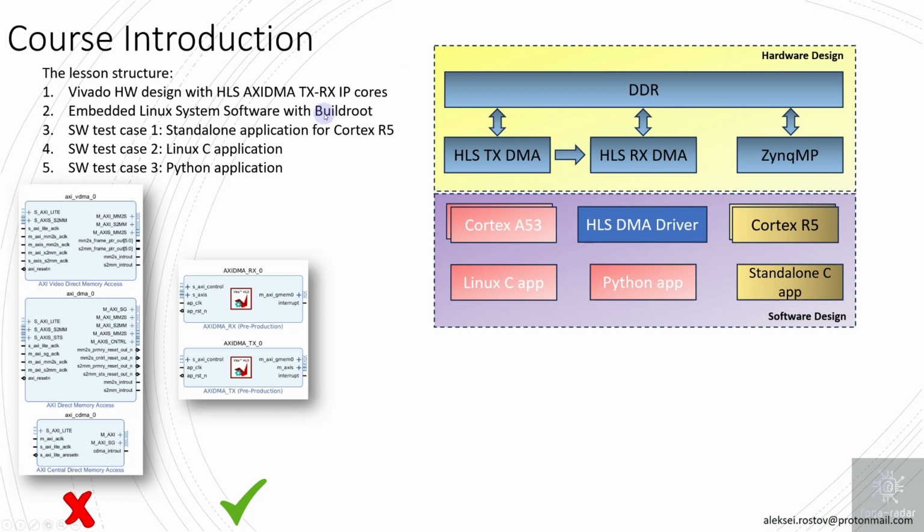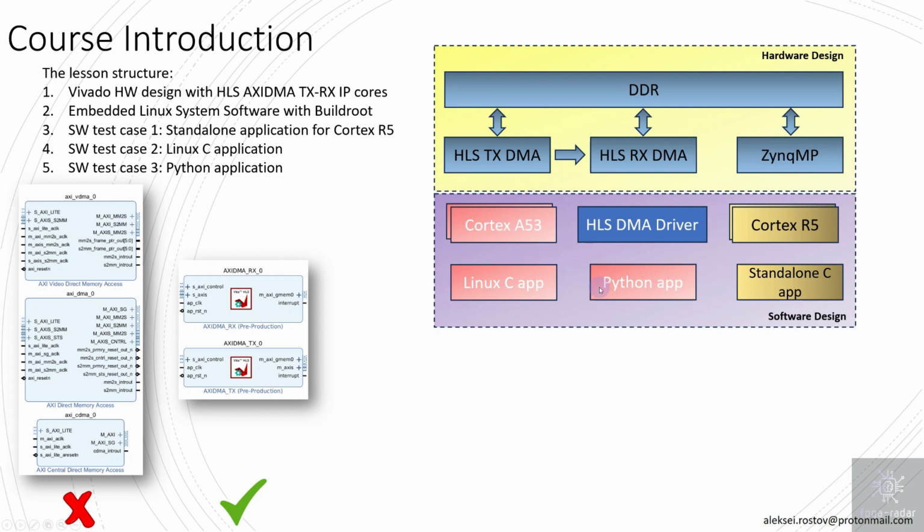The third step has three cases where I will run three different applications. First, a standalone application for Cortex R5. Under Linux, I will work with remoteproc, where I will run the C standalone application. The second case is a Linux C application itself, and the third one is a Python application. I will use a Python environment in order to run the same test.